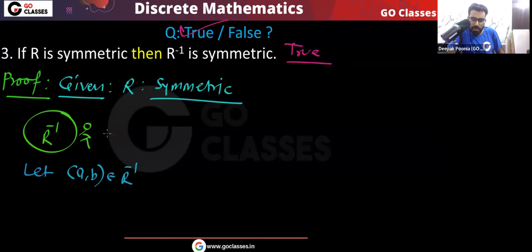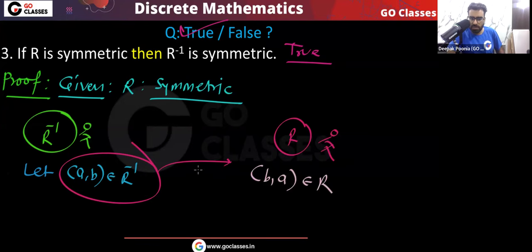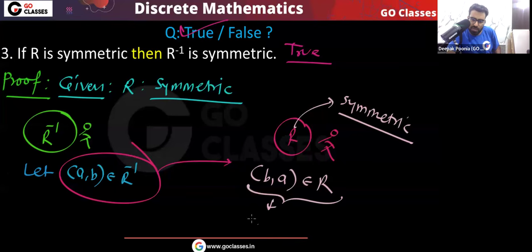Just tell me a simple point. If AB belongs to R inverse, then what can you say about R? If AB belongs to R inverse, then definitely BA belongs to R. Do you agree with me? But R is symmetric, it is given to you. If R is symmetric and BA belongs to R, then I can say that AB also belongs to R. Step by step we are going.